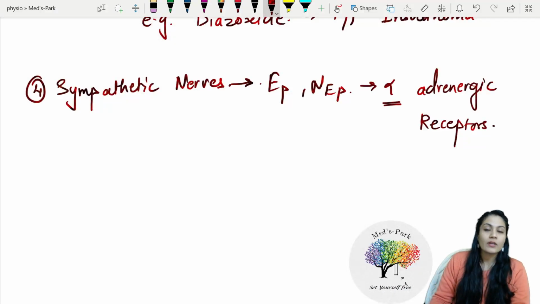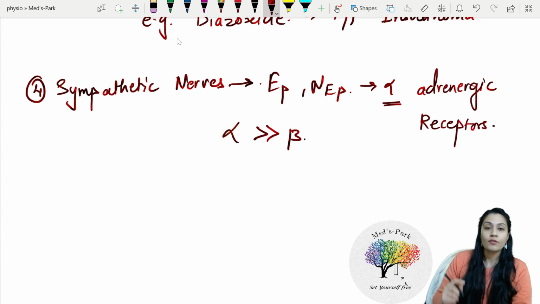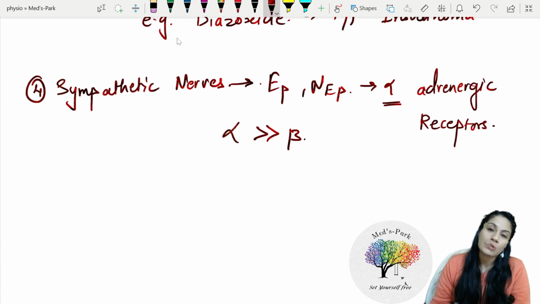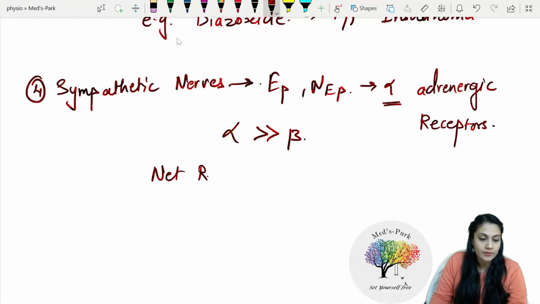Remember, epinephrine and norepinephrine will be activating both alpha and beta, right? But they activate alpha more as compared to beta. Normally they activate alpha more than beta, and definitely they decrease the insulin release, right? If you just give a beta agonist, then only the beta receptors will be more and more activated. But in normal physiology, the alpha receptors will be more activated, and the net result will be a decrease in insulin secretion.